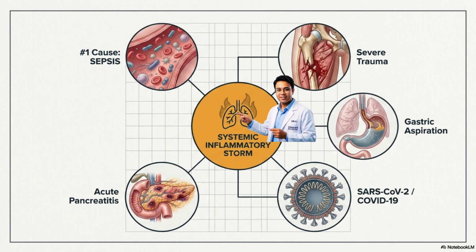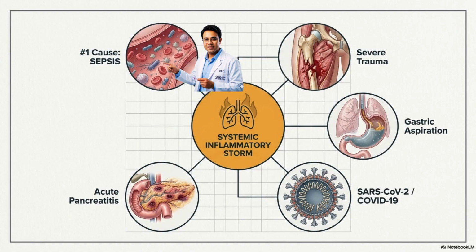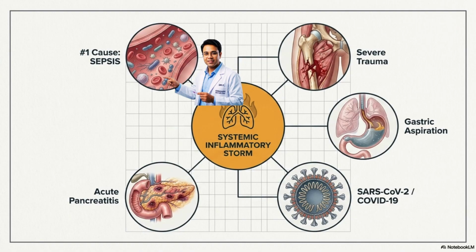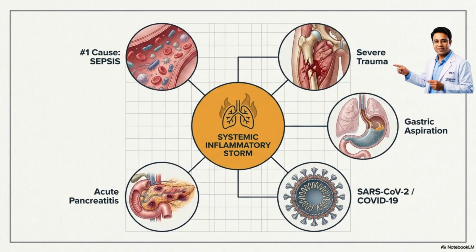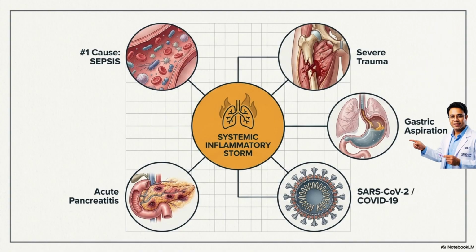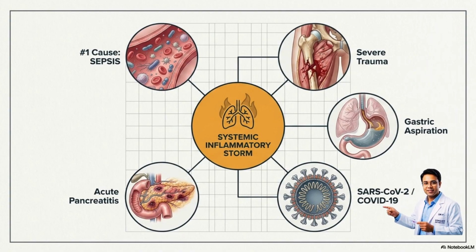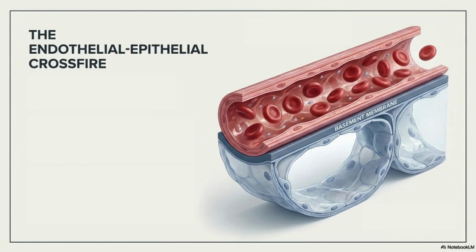As you can see, the number one cause worldwide is sepsis, but it can also be triggered by acute pancreatitis, just like our vignette patient, severe trauma, gastric aspiration, and as we have all seen, viral pneumonias like SARS-CoV-2, COVID-19. This inflammatory storm initiates what I call the endothelial-epithelial crossfire.